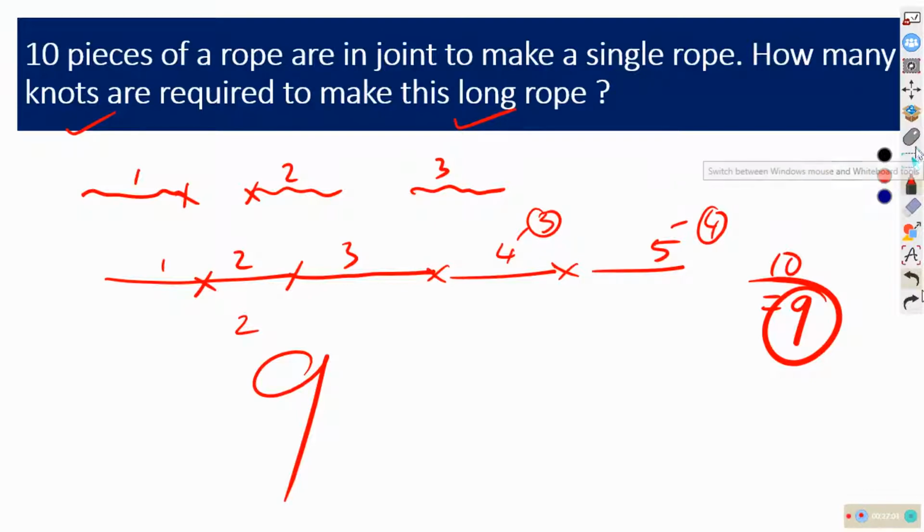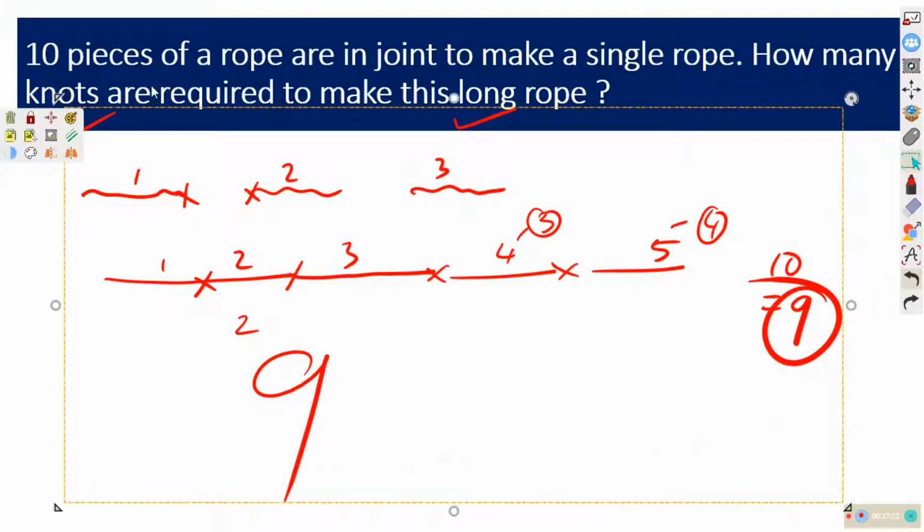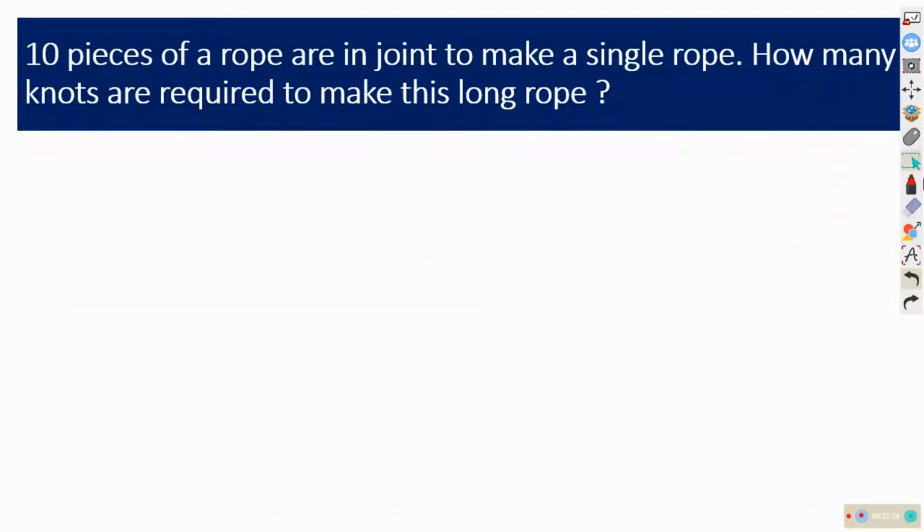Pause here and think about what I said. This question is comparatively simple. Sometimes simple questions also should come. Good question, but because it's a practical situation, it comes to joining the ropes.